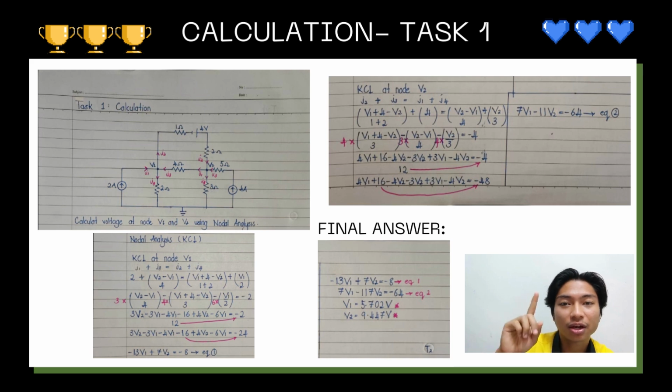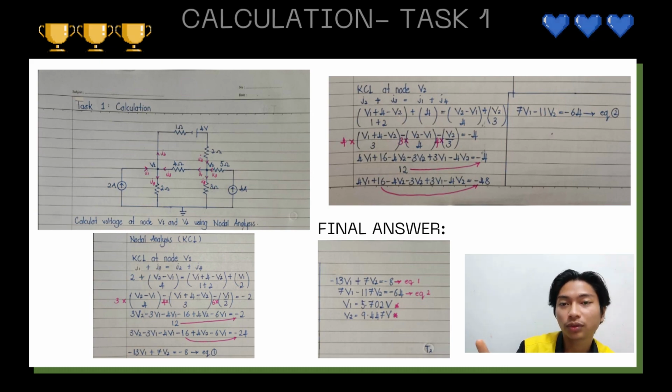And then we combine equation 1 and equation 2 together. We can use either the matrix form, but right here I use the calculator to find the values of V1 and V2. And lastly, we get V1 equal to 5.702 volt, and then V2 equal to 9.447 volt.